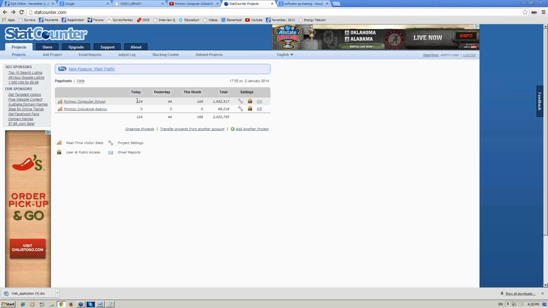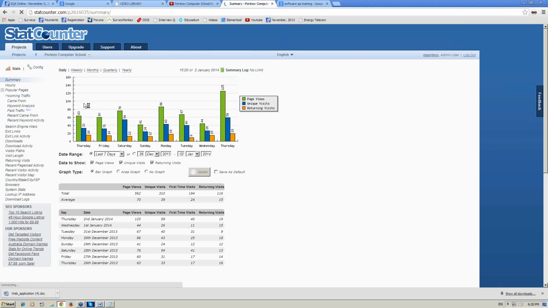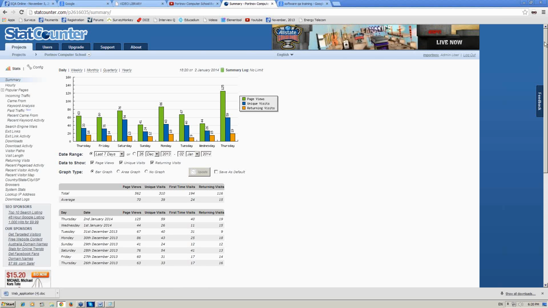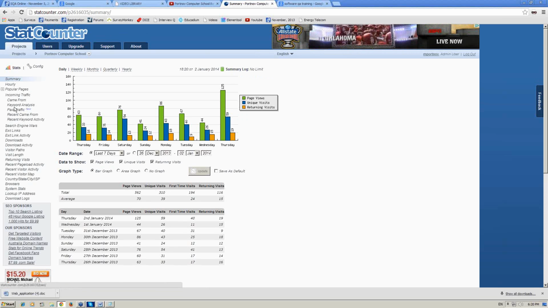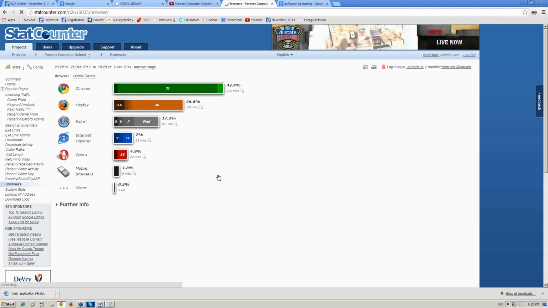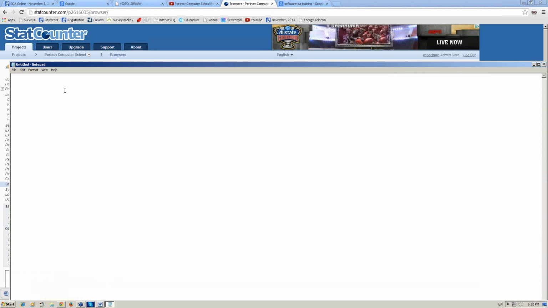So we've got 124 visitors today. I don't know which pages even, but let's go there, Portnow.com. And on the left-hand side, it shows you different types of statistics it provides. For example, let's look at the browsers we have. Why do we care about that? Because we have specific types of testing.